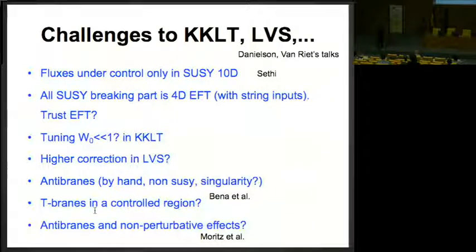I think that as long as the volume is large and the superpotential is relatively small, his criticisms are not that relevant, but I think something needs to be settled better. The question is how to show the effective field theory. If the tuning of W0, how can you do it explicitly? The higher-order corrections to LVS, the anti-branes, and so on.